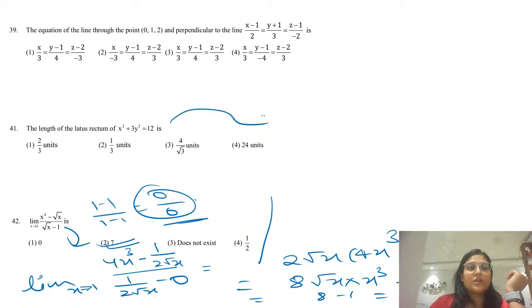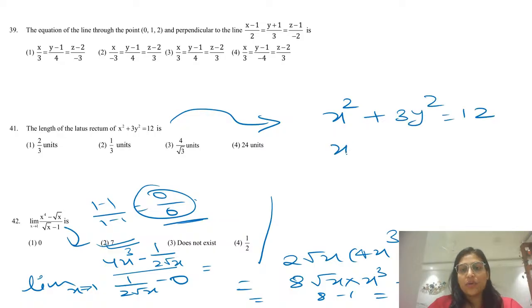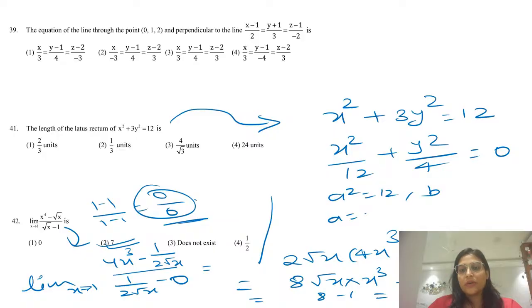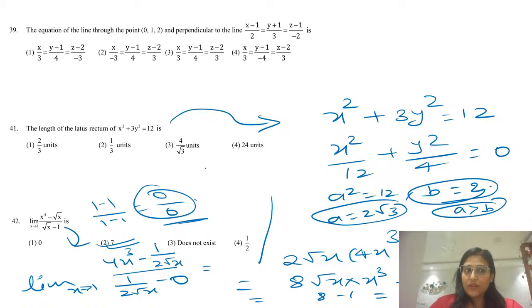Once again, let's come to this conic section. This problem is on ellipse. It's not directly given as an ellipse standard equation, but once you write it in the standard form, it will be x square divided by 12 plus y square divided by 4 is equal to 1. See here, a square is 12, so a is 2 root 3, and b is 2. So a is greater than b, it's a horizontal ellipse. We have to find out the LR. What is the length of LR? Length of LR is 2b square by a. So b square is how much? 4. So 4 into 2 is 8. 8 divided by 2 root 3, that is 4 by root 3. 4 by root 3 is the answer for this.